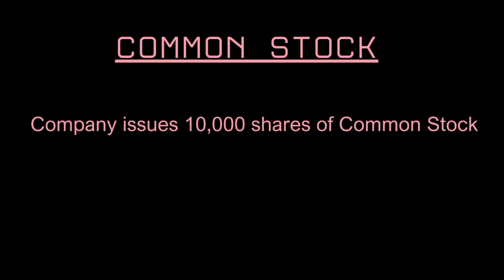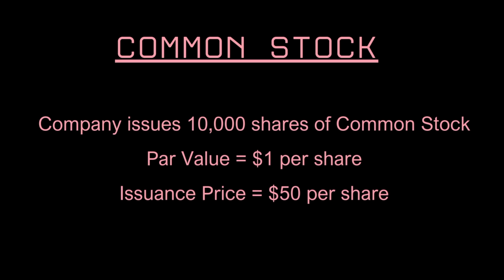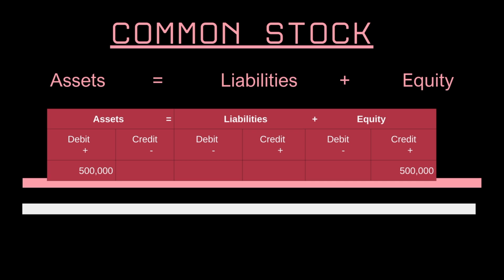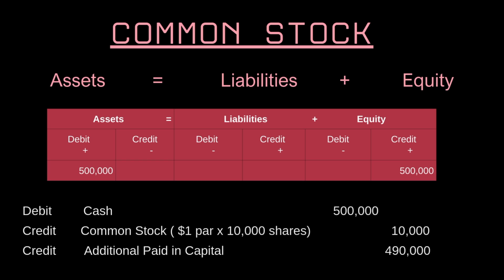For example, if a company issues 10,000 shares of common stock with a par value of $1 per share for $50 per share, the journal entry would be: you would debit your cash for $500,000, you credit your common stock for $10,000, and then you credit the difference, which is the additional paid-in capital, for $490,000.